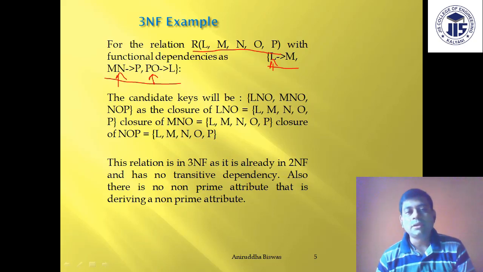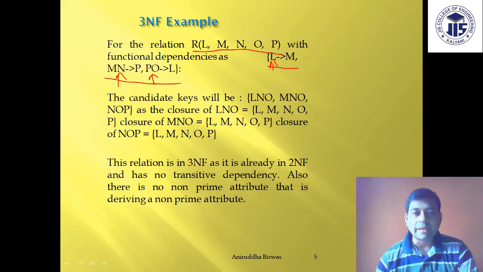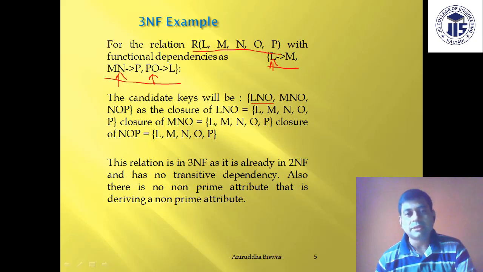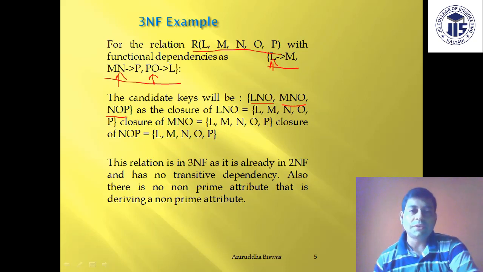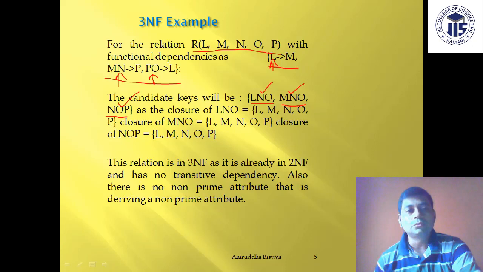Now if we find the candidate keys in this relation, we will see that LNO can determine the other attributes, MNO can also determine all the attributes, and NOP can also determine all the other attributes. So these three are the minimal subsets of the super key that can uniquely identify a tuple in this relation R. That is how all these three sets of keys are called candidate keys, and they can determine all 5 attributes present in relation R.